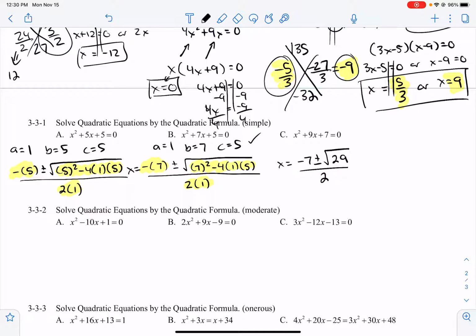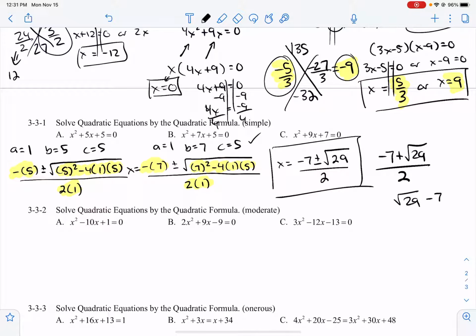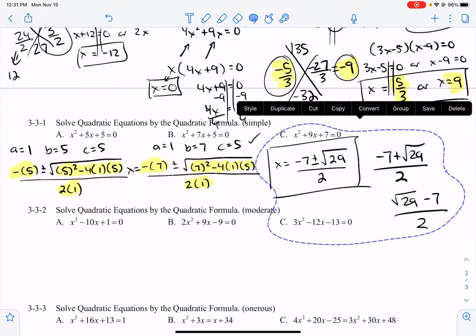And again, the square root of 29 does not get any nicer. 2 doesn't divide anything. So that would be my final answer. It does not reduce any more than that. If you were to plug negative 7 plus root 29 over 2 in the calculator on the wall, it's going to spit back root 29 minus 7 over 2, which is exactly the same thing. So it doesn't simplify, which means I'm done.